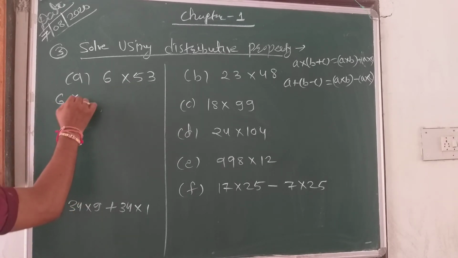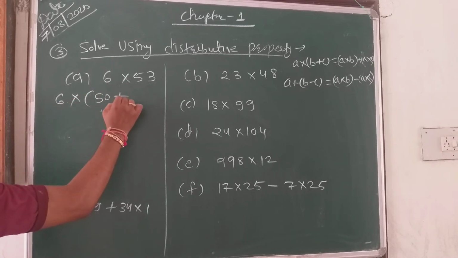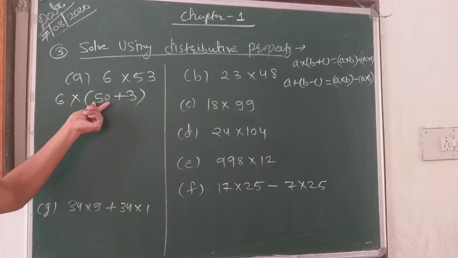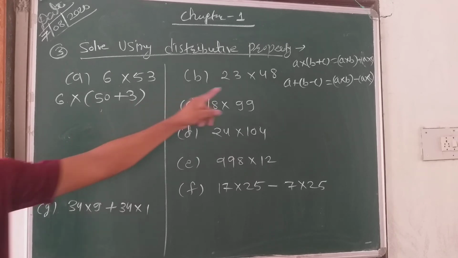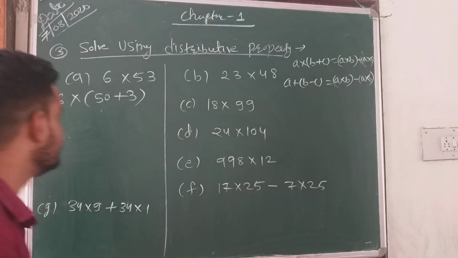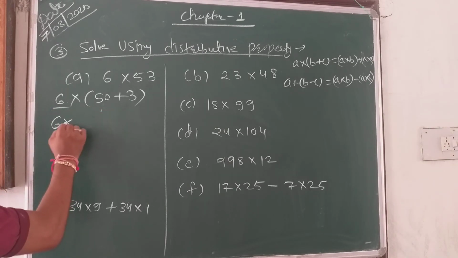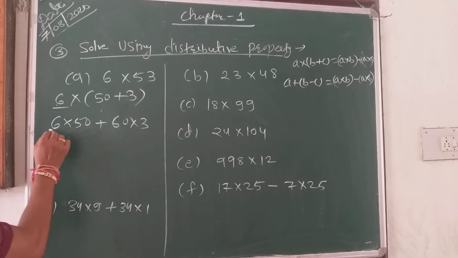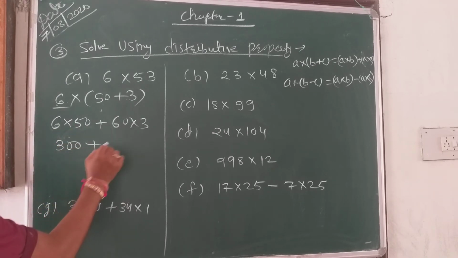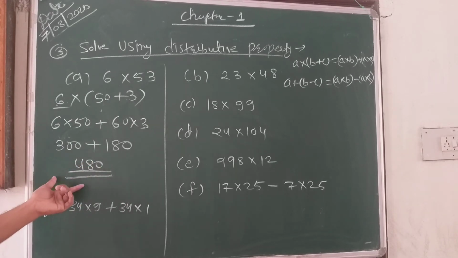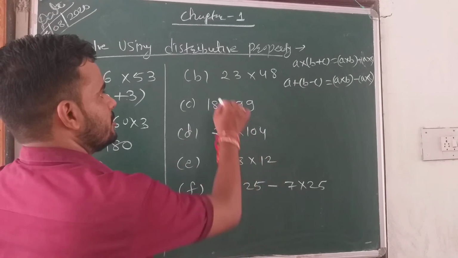So 6, as it is, and 53 we can write as 50 plus 3. Now we will use the first type of property, A multiply (B plus C), then A multiply B and A multiply C. So 6 multiply 50 and 6 multiply 3. 6 multiply 50 is 300, and 6 multiply 3 is 18. So 318 is your answer. Okay, like this you have to solve this one also.